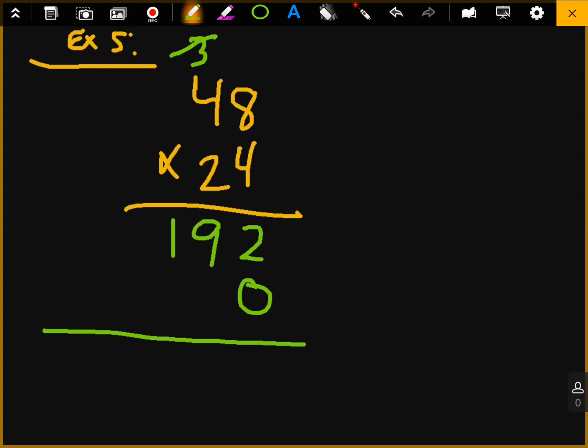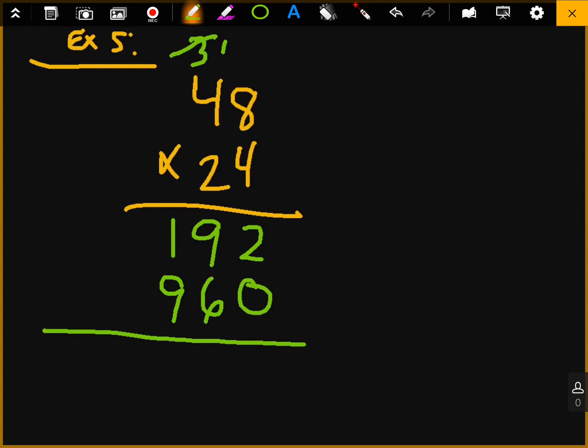See if you can finish this up. All right, hopefully you've paused and tried to finish this up. The third step is to now multiply what's in the tens place. So it's going to be 2 times 8 and 2 times 4. So 2 times 8 is 16. 6 goes here, 1 goes up here. And 2 times 4 is 8 plus the 1 equals 9.